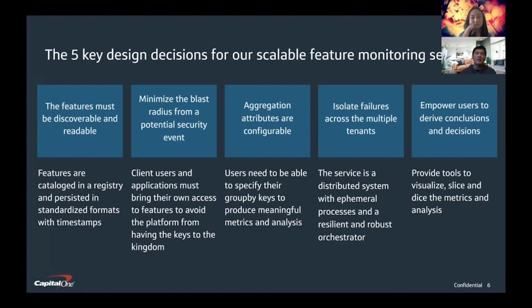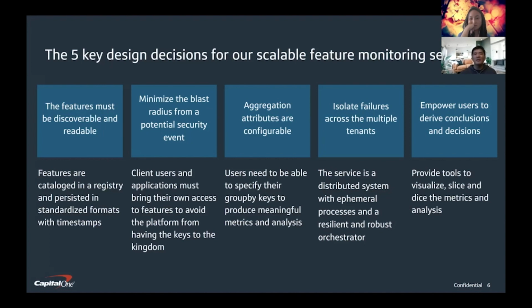The third decision is to enable our users to specify their own aggregation keys. Without this capability to tailor our outputs to the context that the model developers are working with, the metrics and analysis that we produce will likely be completely useless. Our fourth decision was to make sure that we build a system in a way that our users aren't stepping on each other's toes by incorporating distributed processing techniques and robust orchestration layer.